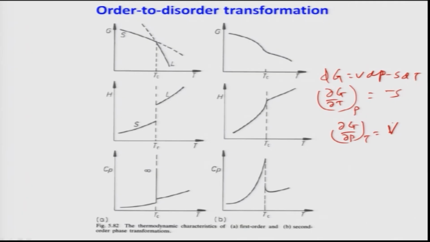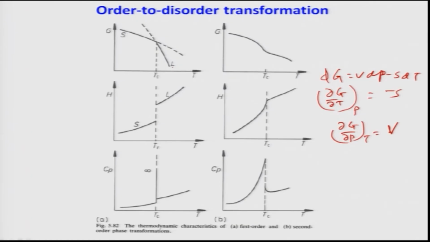Now, in a transformation, the zeroth order derivative, which is nothing but the function itself, is continuous till the transformation temperature. Okay, that is what you see here. The entropy is continuous, and the volume is also continuous. Okay. But if the first order derivative is discontinuous, okay, then it is called a first order transformation. I am sorry.